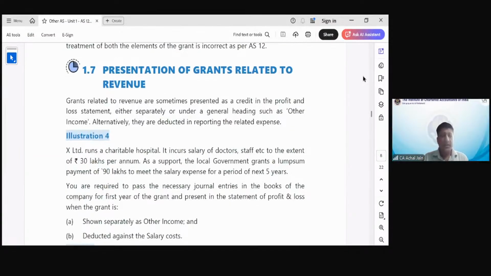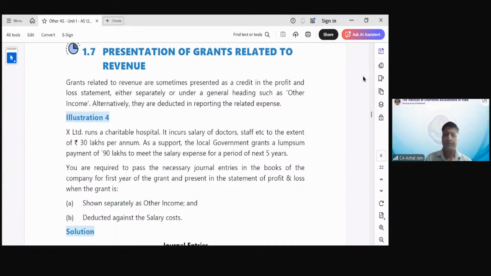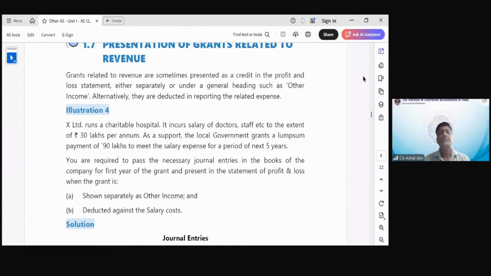Okay, so let's look at this question. X Limited runs a charitable hospital. It incurs salary of doctors, staff, etc. to the extent of 30 lakhs per annum. So that's the cost, right?